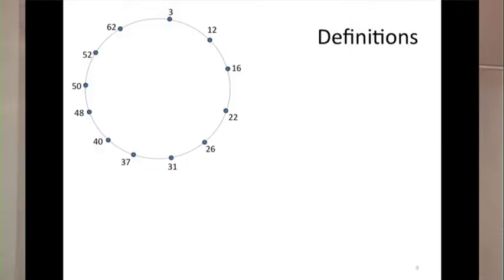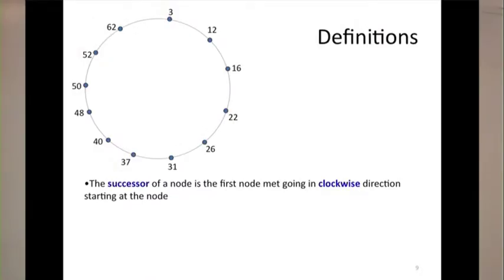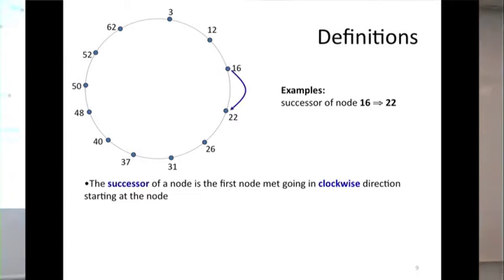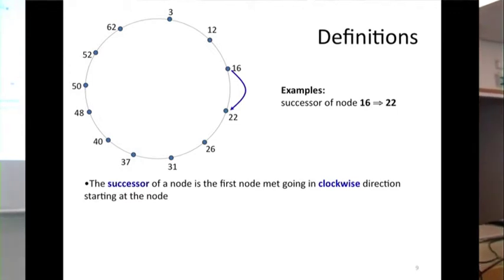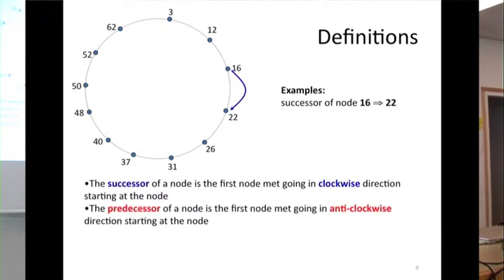I'll give some of the definitions which Peter already used, so I'll quickly go through them for those who are not from this field. First, the important concept is the successor of a node, which is the first node that you meet going clockwise from that node. For example, let's say we look at node 16. The first node going clockwise is 22, so 16 will maintain a pointer to 22. Similarly, the predecessor is the one you encounter when you go anti-clockwise. For 22, the predecessor is 16.